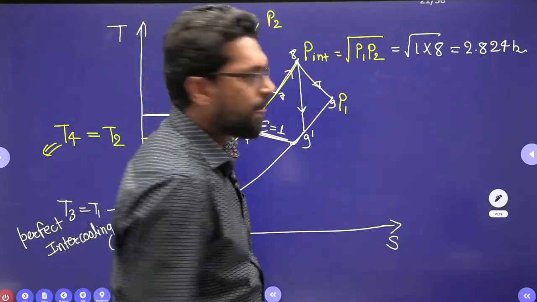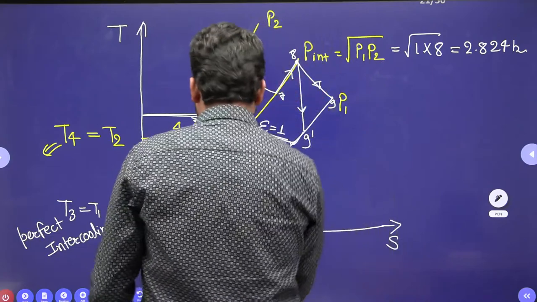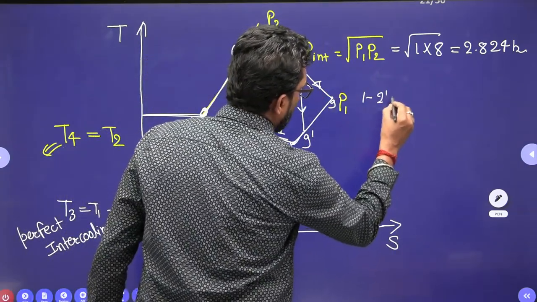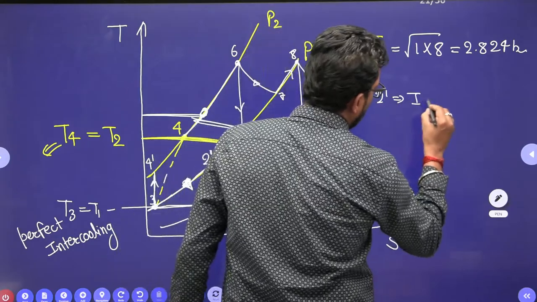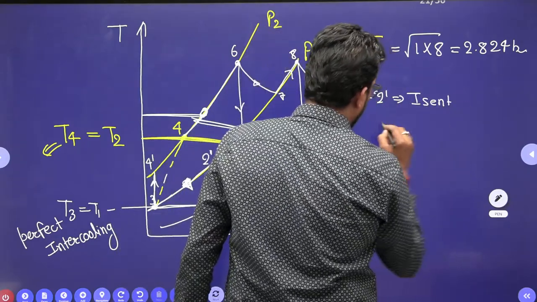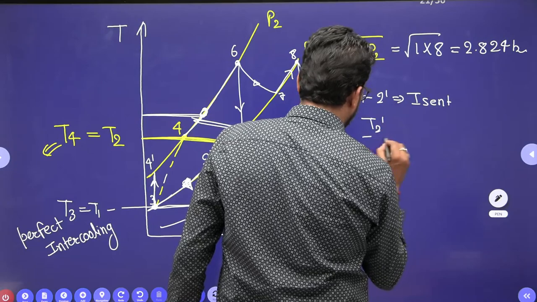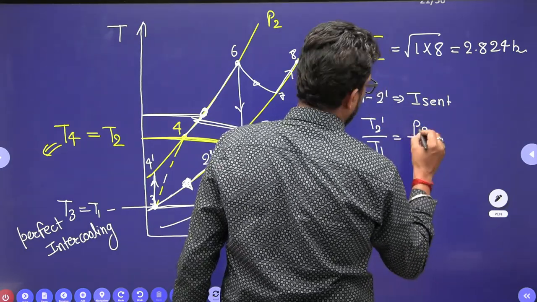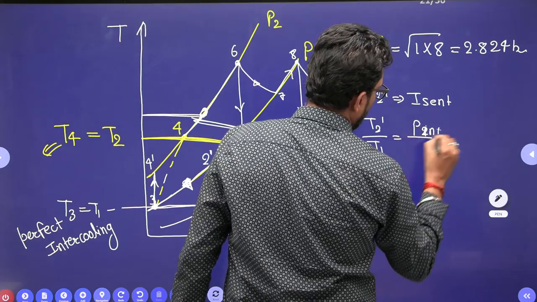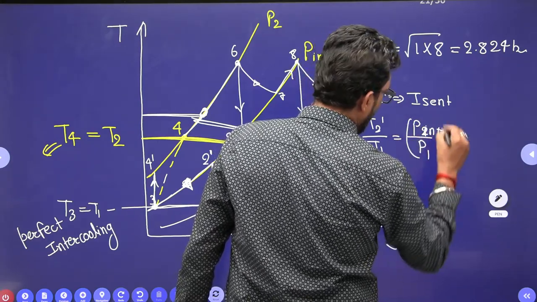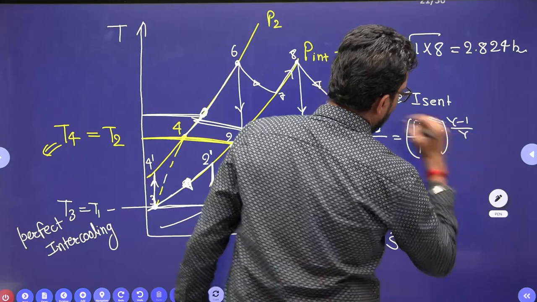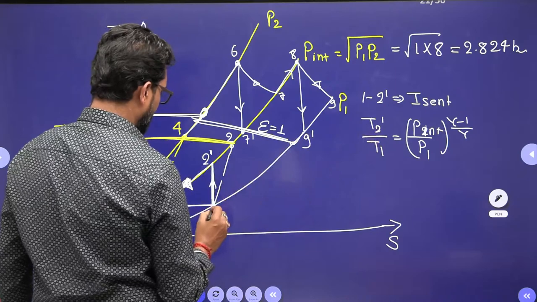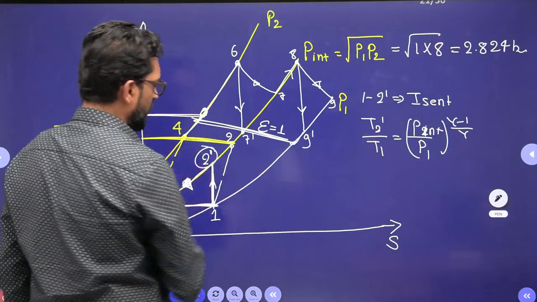So, this is for the intercooler. This is isentropic, that is, 1 to 2 dash is the isentropic compression. So we can apply T2 dash by T1 is equal to P2 dash by P1, that means P intermediate by P1, to the power gamma minus 1 upon gamma. And now you can calculate T2. What is the T2 temperature? The inlet is the minimum temperature, which is given. So T2 temperature you have.